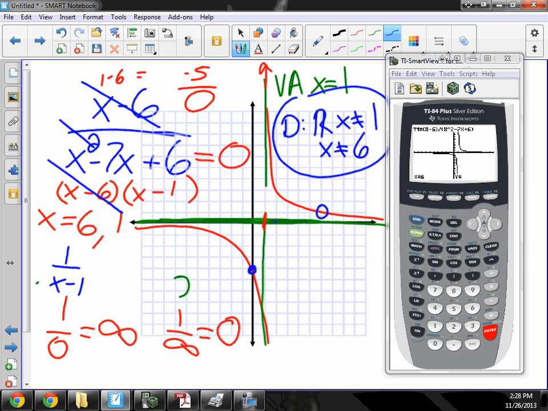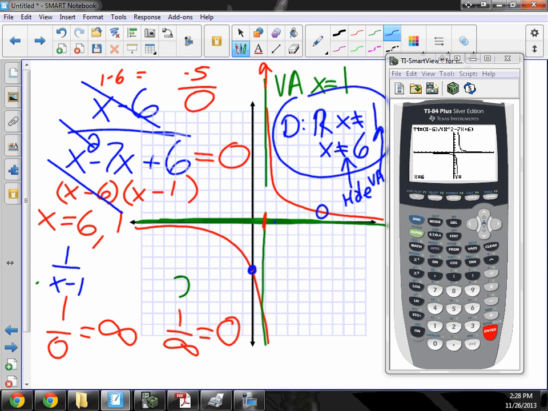So your job today is to find the domain, and then you need to list this is a hole, and this is a VA, a vertical asymptote. That's all you're going to do today. If it cancels, it's a hole. If it doesn't cancel, it's a vertical asymptote. Okay? Well, put your pencils down for a second.